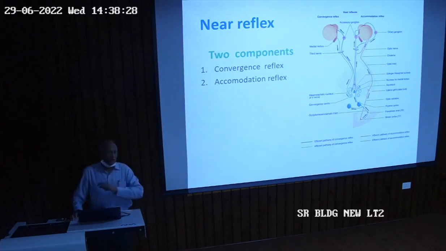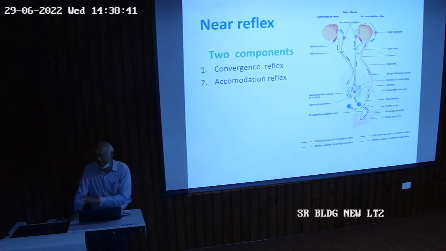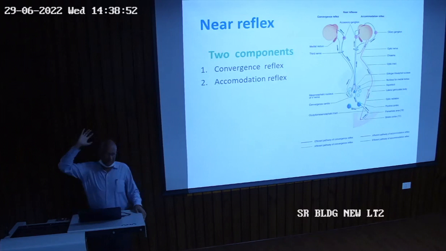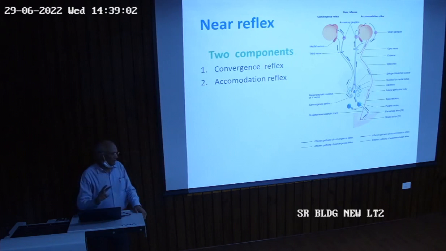You should know the afferent and efferent pathways. I can ask you to write the afferent and efferent pathway of the near reflex. If the question is like this, then you have to explain both sides, convergence and accommodation. Convergence: afferent goes from the medial rectus to the convergence center, Edinger-Westphal nucleus, then pupillary constriction through the sphincter pupillae muscle. Accommodation: it goes to the optic radiation, visual cortex, then to the Edinger-Westphal nucleus and constriction of the pupil. That finishes the near reflex, having two components, convergence and accommodation reflex.